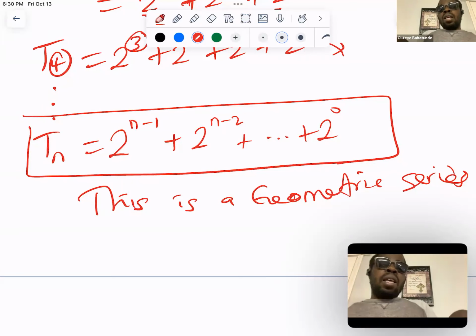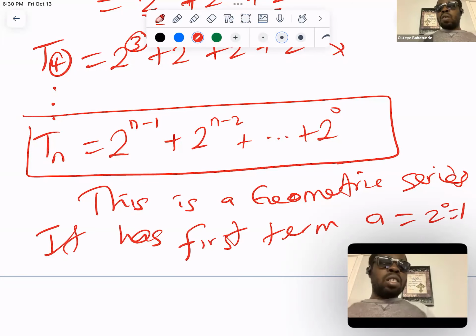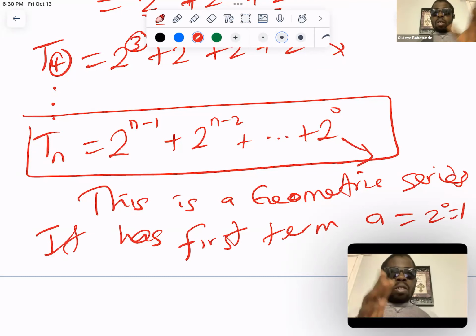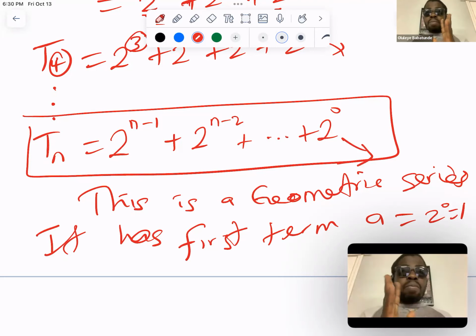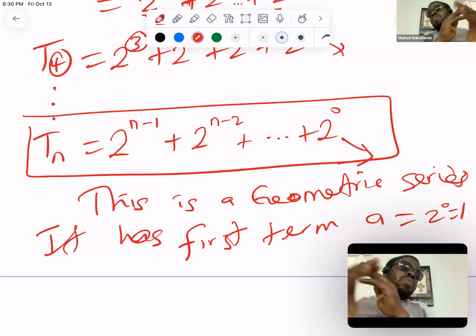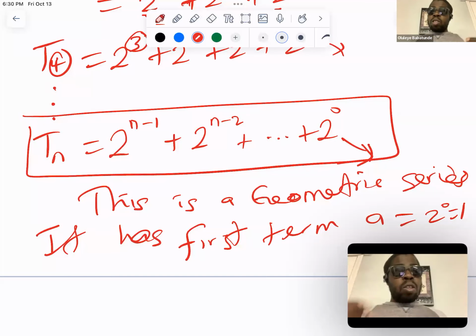And it has first term A to be what? 2 to the 0, which is 1. This is the first term. You can start from ascending order. Okay, make it 2. If you like, I can start from descending. But for this case, I'm starting from the smallest one here, which is 1.